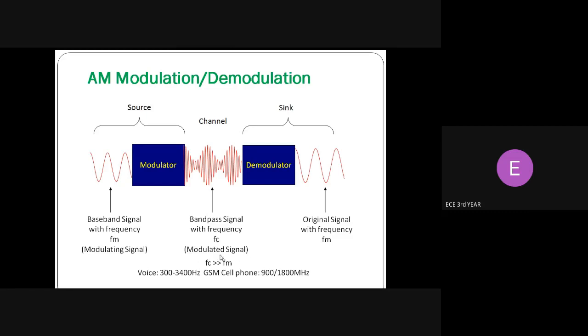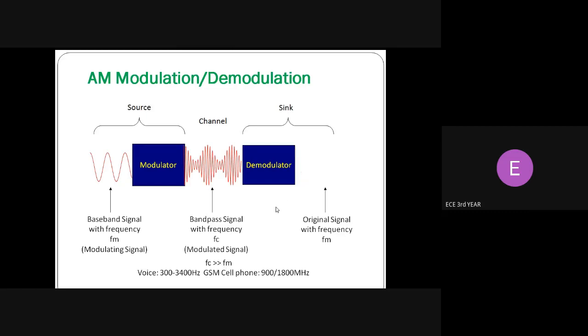Comparatively, here I'm going to compare. Here the voice is going to be from 100 hertz to some kilohertz, whereas GSM phones use a higher frequency. Nowadays we are using GSM mobile phones. There are many other phones also, but mostly in the commercial market we use GSM cell phones, which work in the frequency range of 900 to 1800 megahertz. The frequency FC is very much higher than the frequency of the message signal.